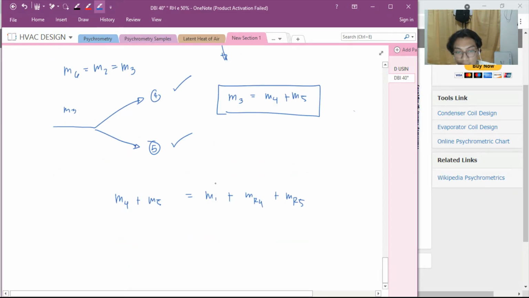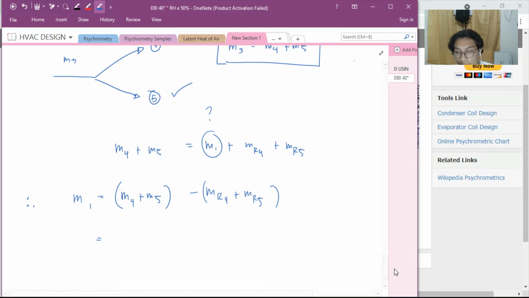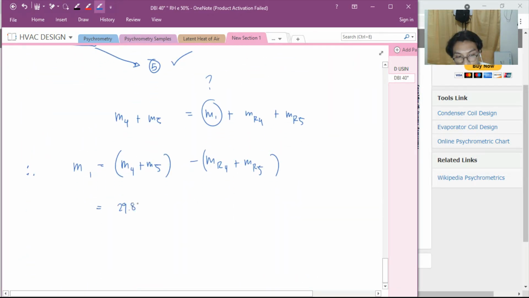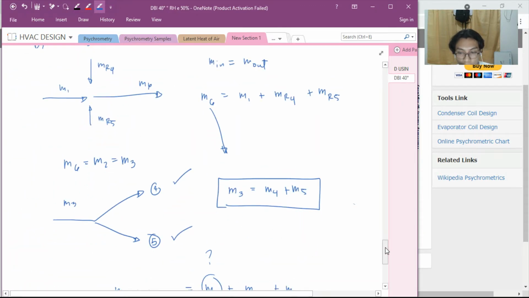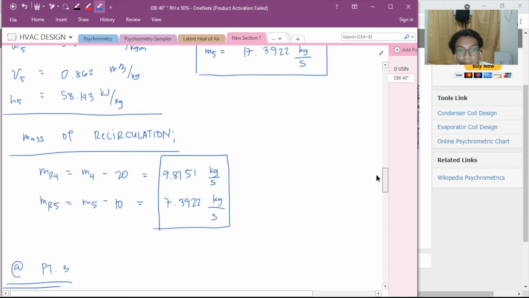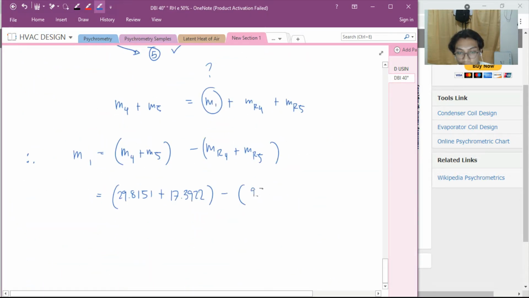Oh, pwede nating simplify. M1 lang naman ang wala tayo, di ba? M1, therefore, M1 is equal to M4 plus M5 minus MR4 plus MR5. Simply, ano yung M4? M4 is equal to 29.8151, may natin lagay unit, plus 17.3922. Minus MR4, nakuha natin yun, 9.8151 plus 7.3922. Ang unit niyan is kilogram in every second.